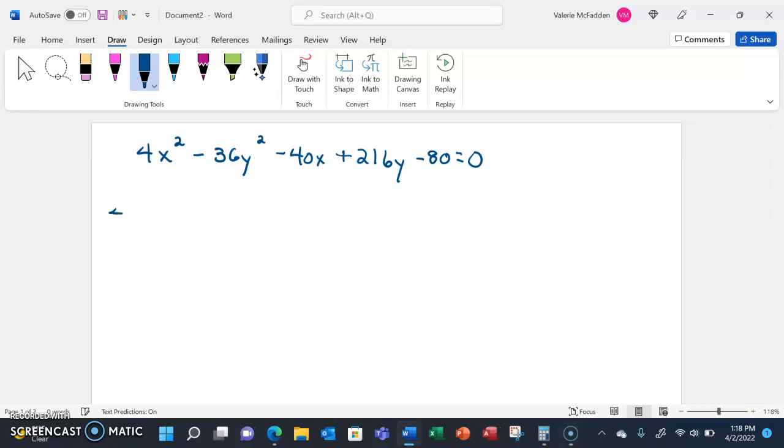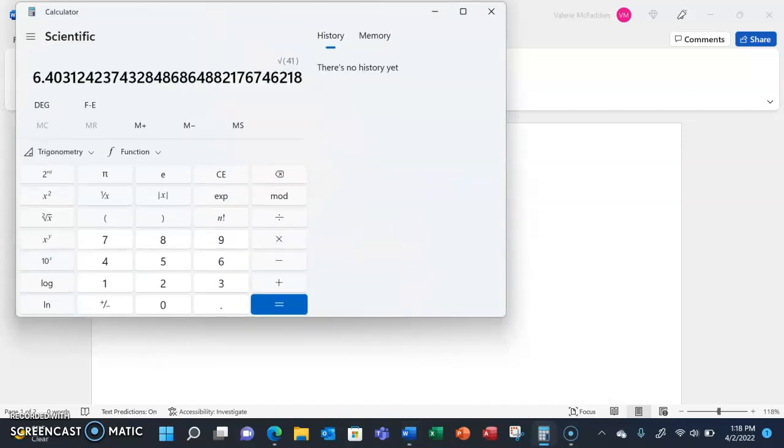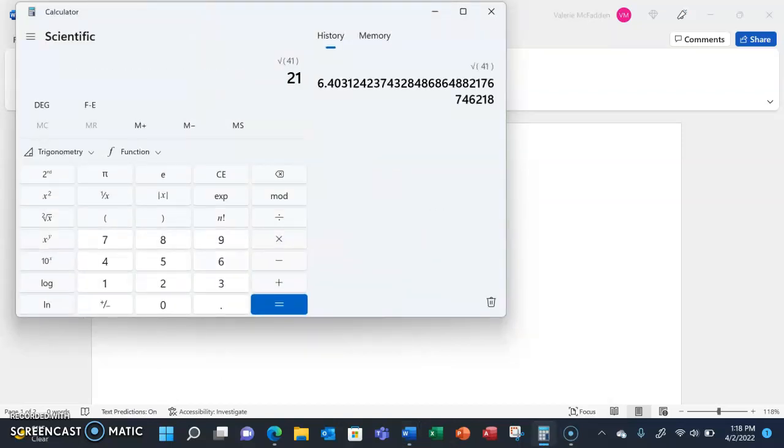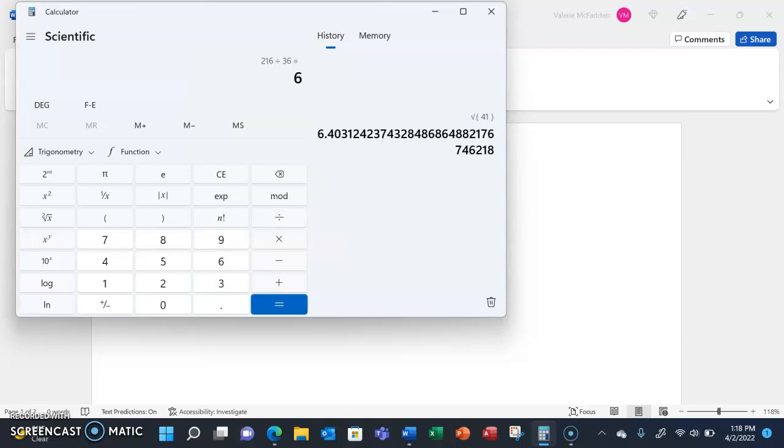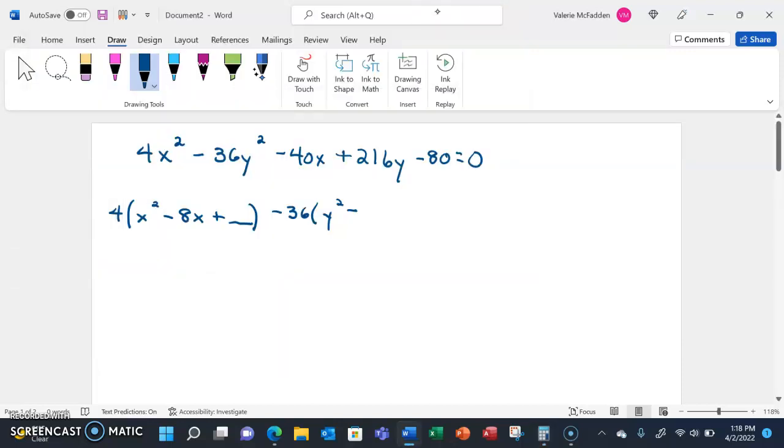All right, so we have 4 times x squared minus 8x plus a blank, minus 36 times the quantity y squared minus, hold on, 216 divided by 36 is 6. Okay, then minus 6y plus a blank equals 80 plus 2 blanks.